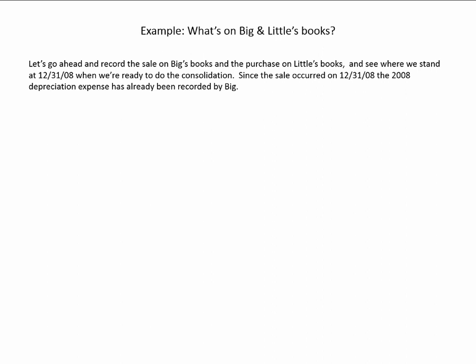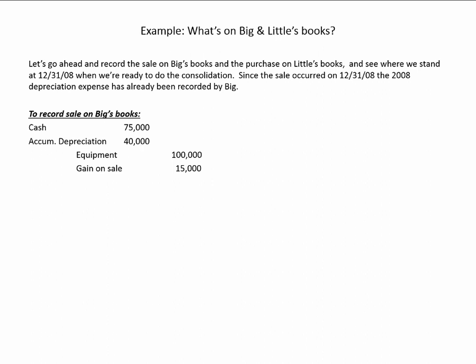So let's go ahead and record the sale on Big's books and the purchase on Little's books and see where we stand at the end of 2008 when we're ready to do this consolidation. Now, since the sale occurred on 12/31/08, the 2008 depreciation expense has already been recorded by Big. So to record the sale on Big's books, they take the equipment off their balance sheet, they take the accumulated depreciation off their balance sheet, they record the receipt of cash, and they've got a $15,000 gain on sale. To record the purchase on Little's books, they basically record the purchase of equipment for $75,000.